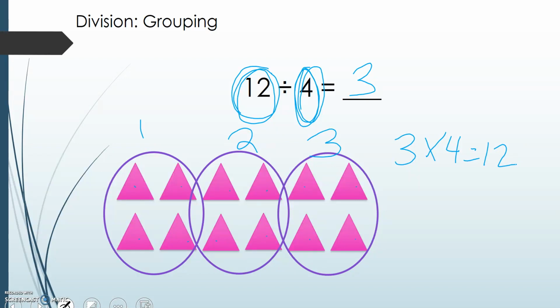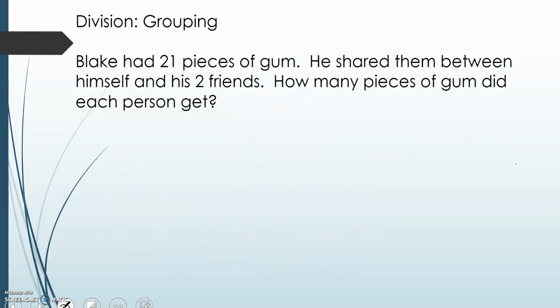Let's take a look at what a division word problem would look like and use our grouping strategy. Blake had 21 pieces of gum. He shared them between himself and his 2 friends. How many pieces of gum did each person get? This is a little tricky. If I put his 2 friends and Blake together, I'm going to be dividing this number by 3, and that's going to give me my answer.